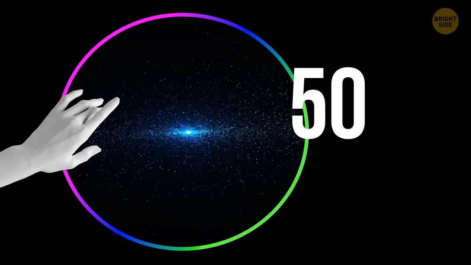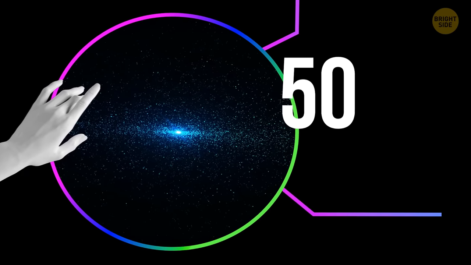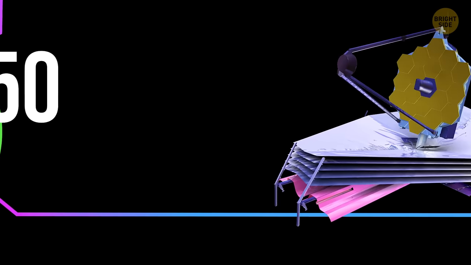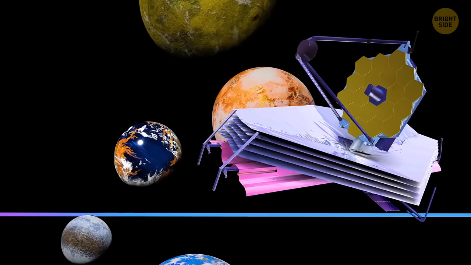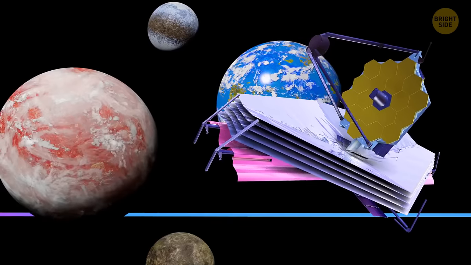Over 50 exoplanets have been discovered in Cetus. You can bet the James Webb Space Telescope will have a field day analyzing the spectra of these planets' atmospheres, looking for signs of life.